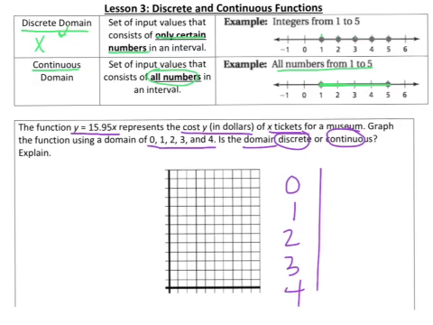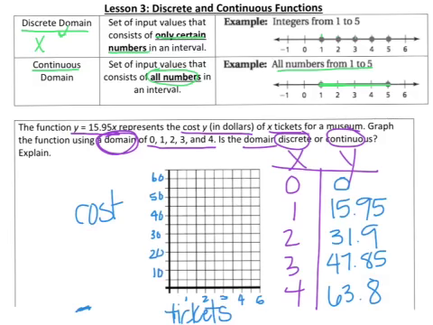Now remember, if the domain is 0, 1, 2, 3, or 4, those are your x values, your input values. So we're just going to plug them into the equation to find y. So as we do that, we're going to do 15.95 times whatever numbers we get. So go ahead and fill out your table and then check back to check your answers. All right, I went ahead and completed the table by just plugging in our domain, our inputs, our x values, into the equation.